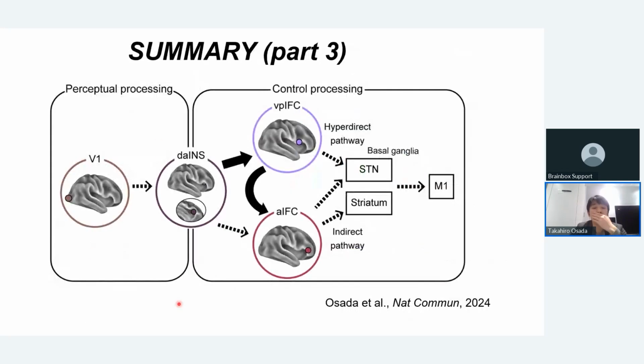Summary of this part 3. Perceptual information is initially processed in the primary visual cortex before being relayed to the dorsal anterior insula. From dorsal anterior insula, the information is transmitted to either ventral posterior IFC or anterior IFC, and subsequently to the basal ganglia and primary motor cortex. Within the IFC, a unidirectional influence from the BPIFC to the AFC was identified.